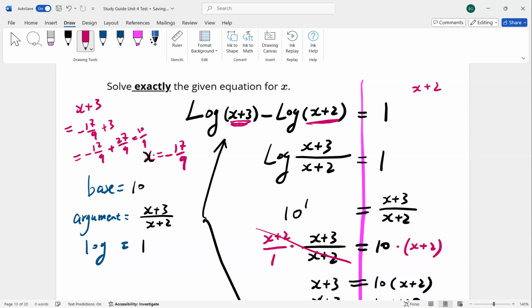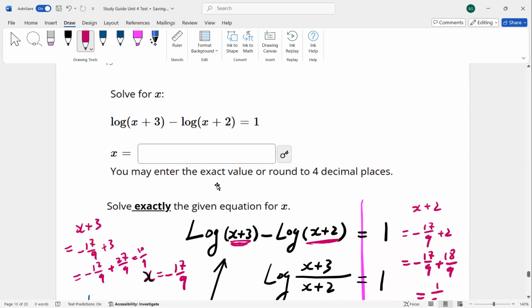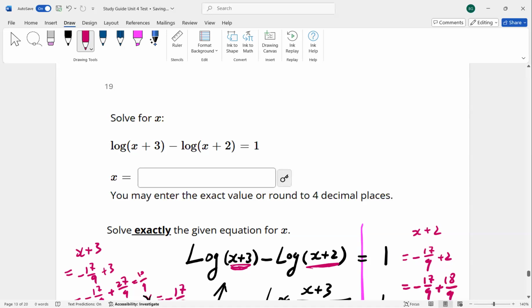Let's see, x plus 2, negative 17 over 9 plus 2. I feel like we did this problem in a guided note. So negative 17 over 9 plus 2 is 18 over 9, so we end up with 1 over 9, which is also positive. So you have log of 10 over 9 over 1 over 9, it's log 10, which is 1. Okay, we keep this solution. The exact solution is negative 17 over 9. It is a solution. Okay, that's number 19.